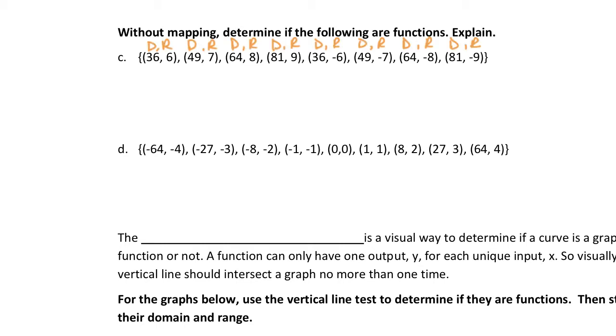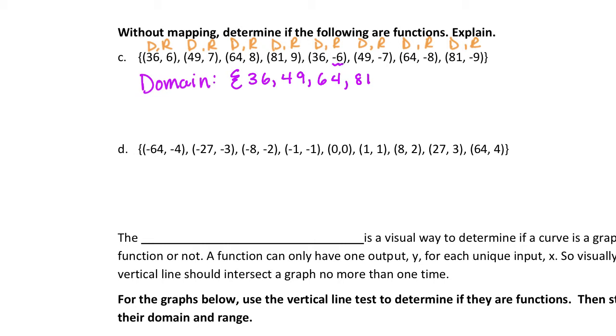So just remember that every first number in your ordered pair is a value in your domain, and the second value in your ordered pair belongs in your range. So let's see what happens here. Another important thing to remember is never repeat a number. So for our domain, our first number is 36. Then we've got 49, 64, 81, and then I have 36 again.